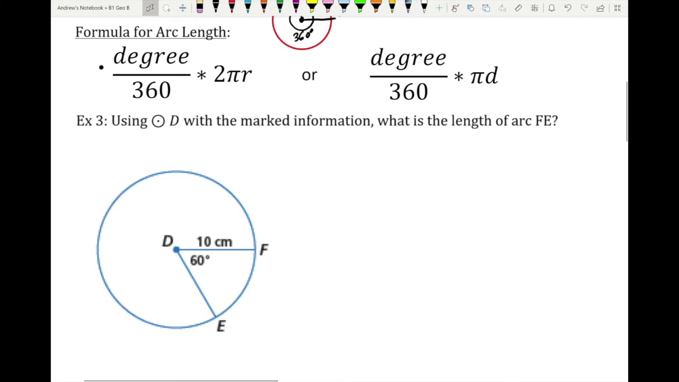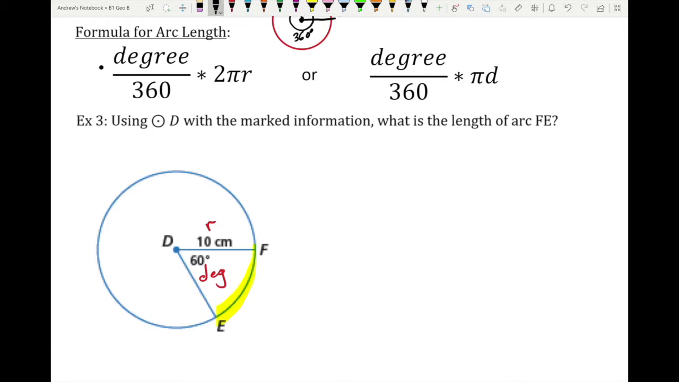We've got circle D down here with this marked information. The radius is 10 centimeters. It's never a bad idea, if you have a diagram, to just mark it on there. That's the radius. The 60 is the degree. We want to find the length of arc FE. That means we're looking for this chunk right there.